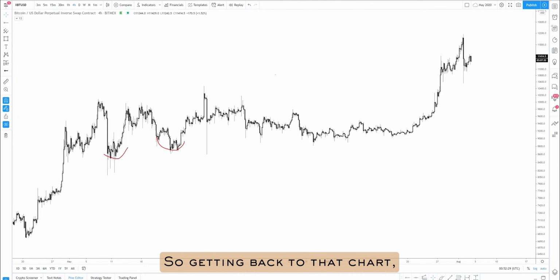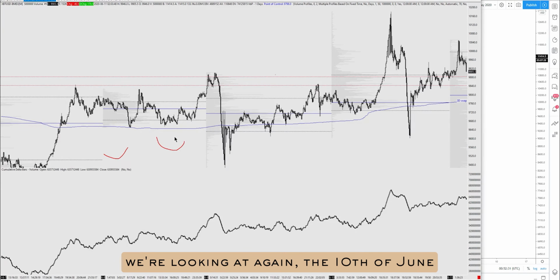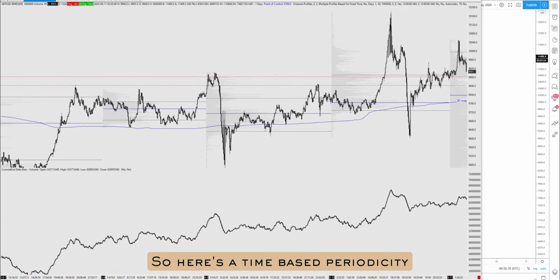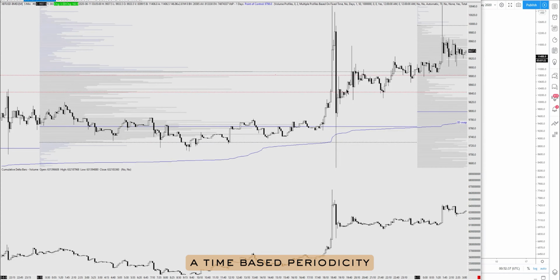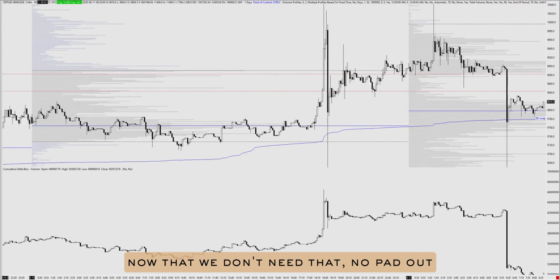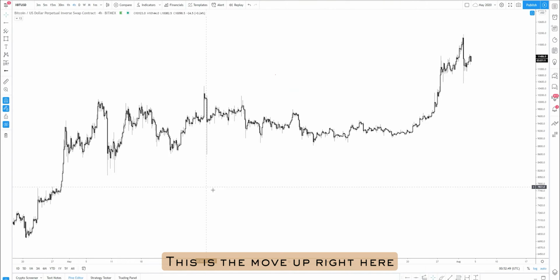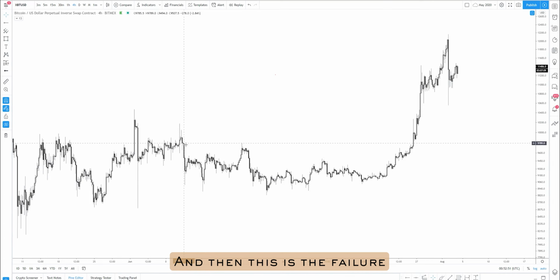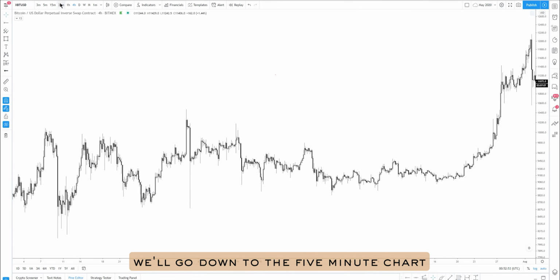So getting back to that chart, we're looking at the 10th of June. Here's a time-based periodicity. That is the initial move up. This is the grind. This is the failure. So specifically, this is the move up right here, and then this is the failure. Okay, we'll go down to the 5-minute chart.